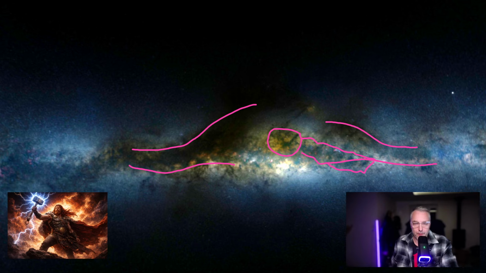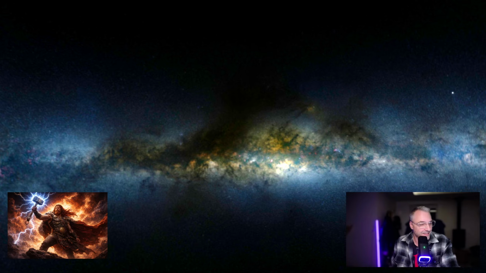And then Thor also got the belt of strength. And the belt of strength, Megingjord, is formed by the dark shadows surrounding the center of the Milky Way. And let me visualize it for you here. This is his belt. And then we can do something like that.